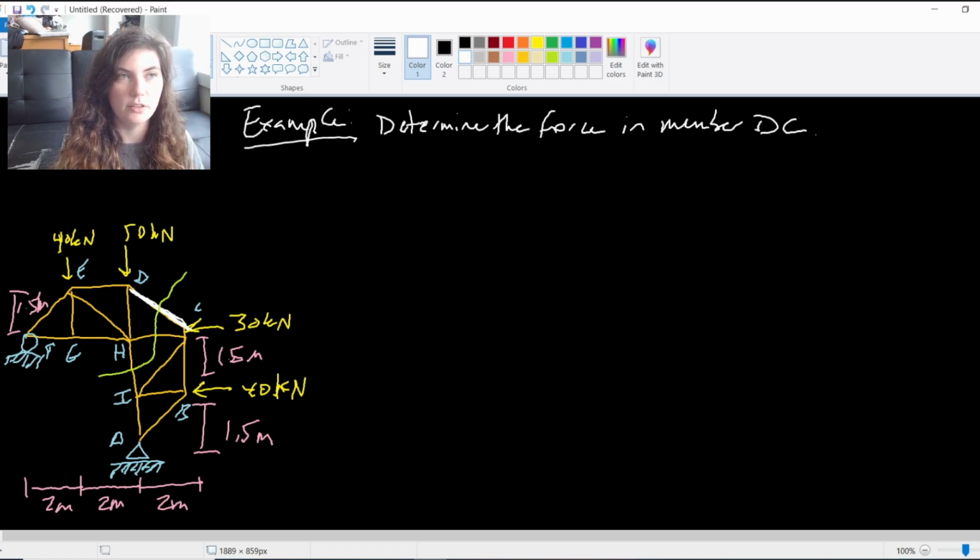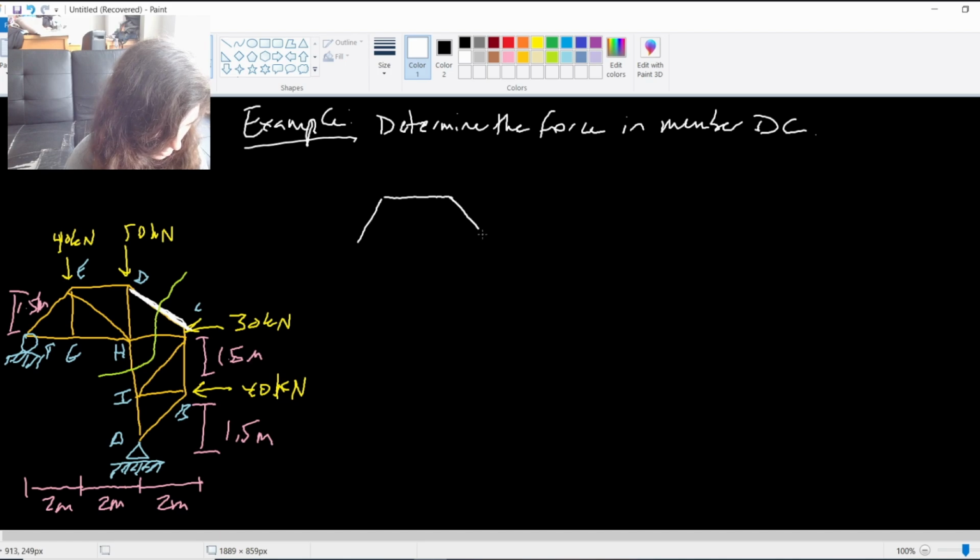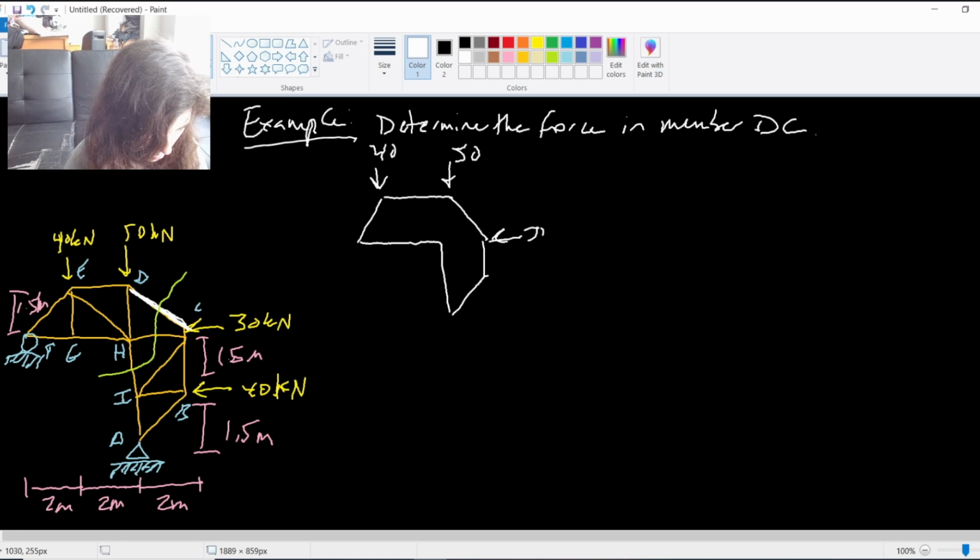All I need now are the reaction forces that I'm going to be using. And I'm going to do that by drawing my free body diagram, of course. If I draw just my basic outline of the truss shape, kind of this little awkward Pac-Man guy, I've got 40 kilonewtons, 50 kilonewtons, 30 kilonewtons, 40 kilonewtons, and then my support reactions.